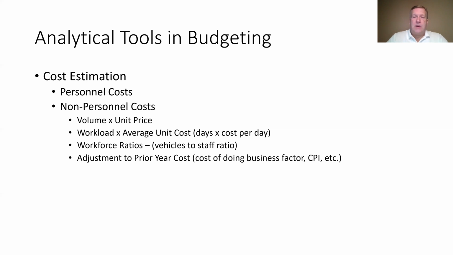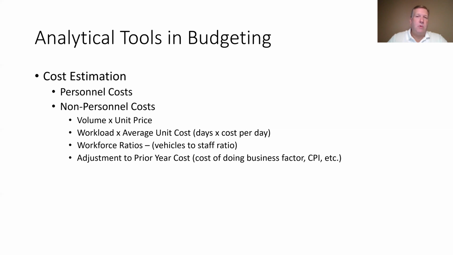We can also use analysis and budgeting for the purpose of estimating costs. We not only want to forecast our revenues, we want to estimate our costs. Some costs are relatively easy to estimate. For instance, personnel costs. Personnel costs are pretty straightforward, especially if you have a step and column type of system in your civil service system. You know how long someone's been working there, you know what job class they are in. Makes it very easy for you to estimate your personnel costs.